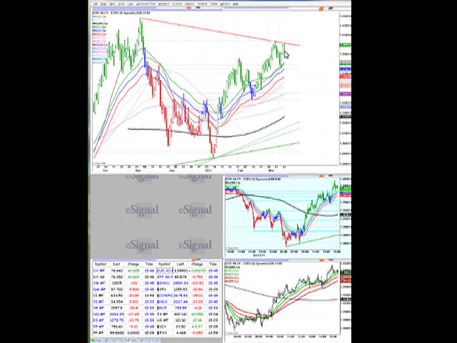And that's something my husband does very frequently. He likes to step in front of tops and bottoms like this when he feels there's going to be exhaustion, and he does it exclusively with options. That's something he's always done.